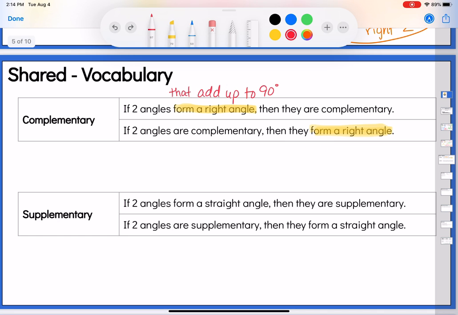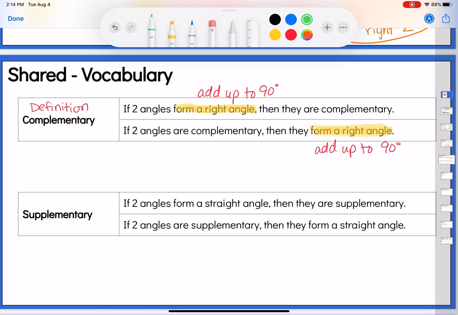Then they add up to 90 degrees. So again, this is the definition of complementary. If two angles form a right angle, then they are complementary. Or if two angles add up to 90 degrees, then they are complementary. And then the converse: if two angles are complementary, then they form a right angle, or then they add up to 90 degrees. So complementary angles add up to 90 degrees.